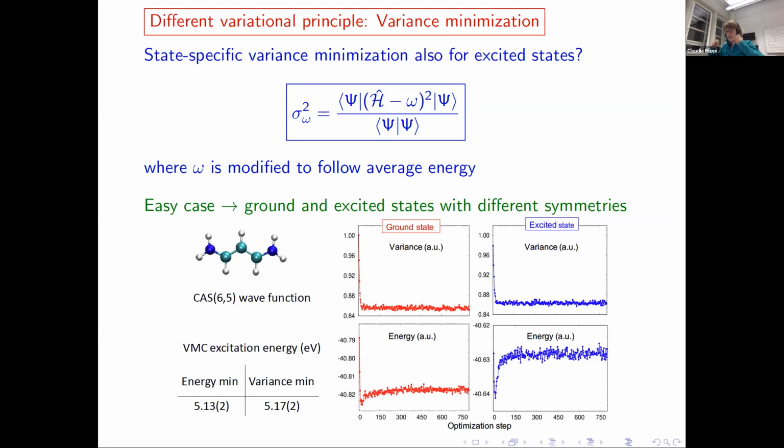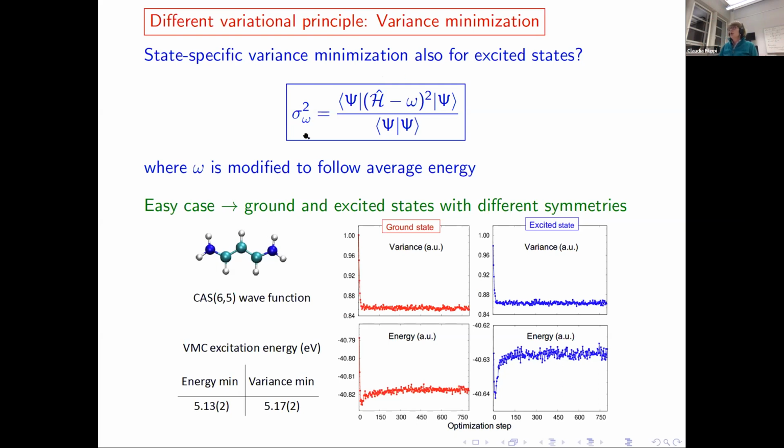We are doing state average or state specific optimization of the energy using stochastic configuration, but you can also say we use a different variational principle. Why not? Why the energy? The variance is also equally good. And moreover, if you're doing an excited state, you could do it separately from the other states. Your efficiency in sampling would be much better.